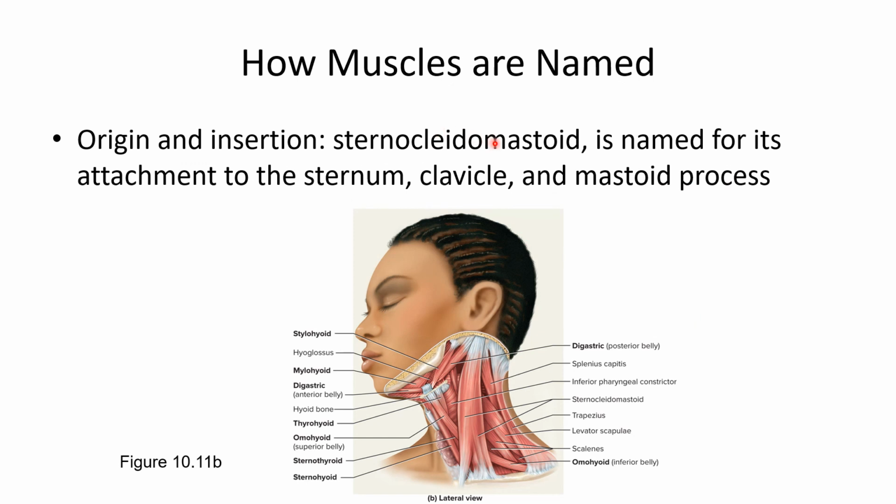Now let's talk about how muscles are named. So here, for example, our example is the sternocleidomastoid. It actually originates on the sternum and the clavicle. So sternocleido: sterno meaning sternum, cleido meaning clavicle, and then it's going to insert on the mastoid process right here. So this gives away what the name is, sternocleidomastoid. The origin and insertion give that away. We're also going to go over some other ways that we can figure out what muscles are named just by some of the clues that we can see visually.